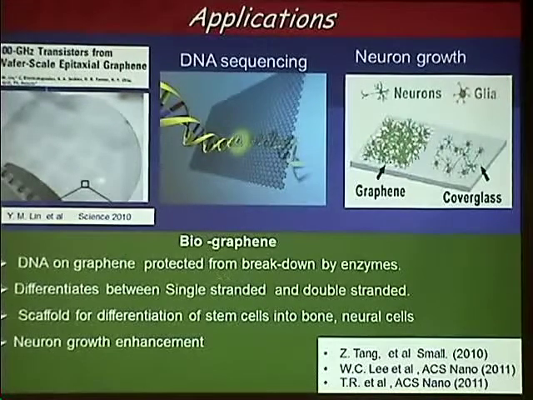DNA that sits on graphene is protected from breakdown by enzymes. So you can actually hold a single strand there for about half an hour and imagine doing things like injecting it into the body for medical reasons, for gene therapy or whatever. One can build a scaffold for differentiation of stem cells into bone and neural cells. That has already been demonstrated.